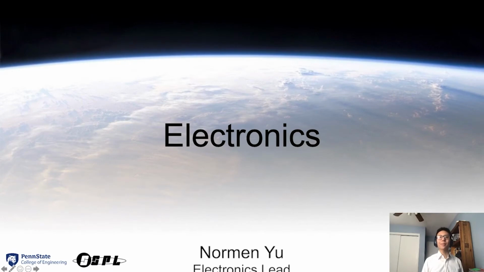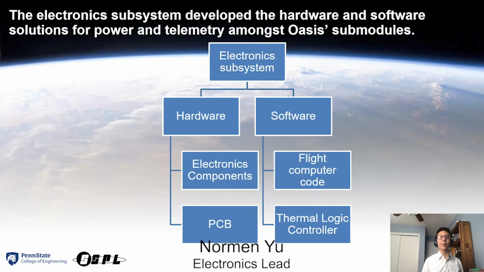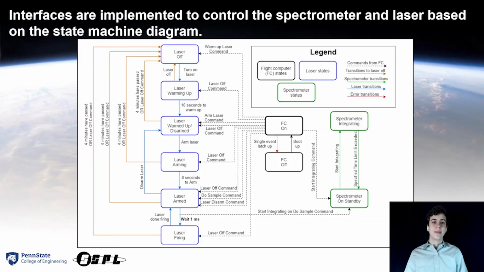In the electronic subsystem, we will first discuss the flight computer code, followed by the hardware design that provides power and telemetry to Oasis's submodules. To develop the flight computer code for Oasis, we followed the state machine diagram shown on screen. The state diagram was used to plan out our software's commands to control the various components of Oasis.